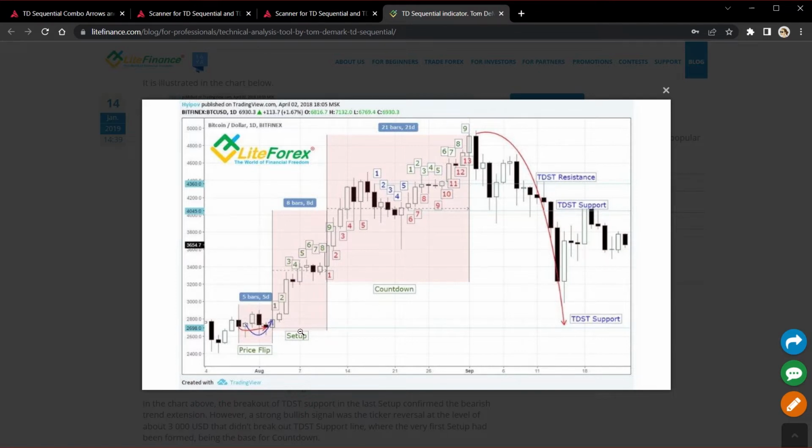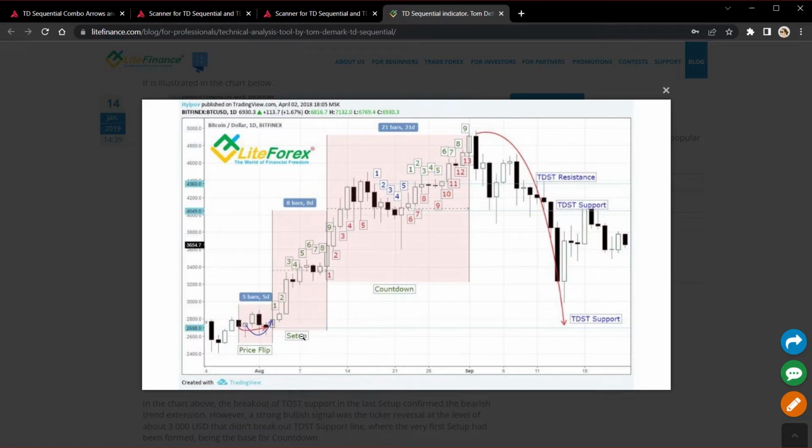And right here where the setup starts, that is the TDST support. So my indicator also has a check to make sure that price doesn't fall down too quickly and doesn't cross the TDST support before the countdown actually happens. And the way these checks work, for the price flip, it will look for the candle close of one bar back, and it will make sure that the candle close is lower than the candle close 4 bars earlier. And for the next bar, it will look for the candle close, and it will make sure that it happens above the candle close 4 bars earlier. So that signifies that the price has flipped.